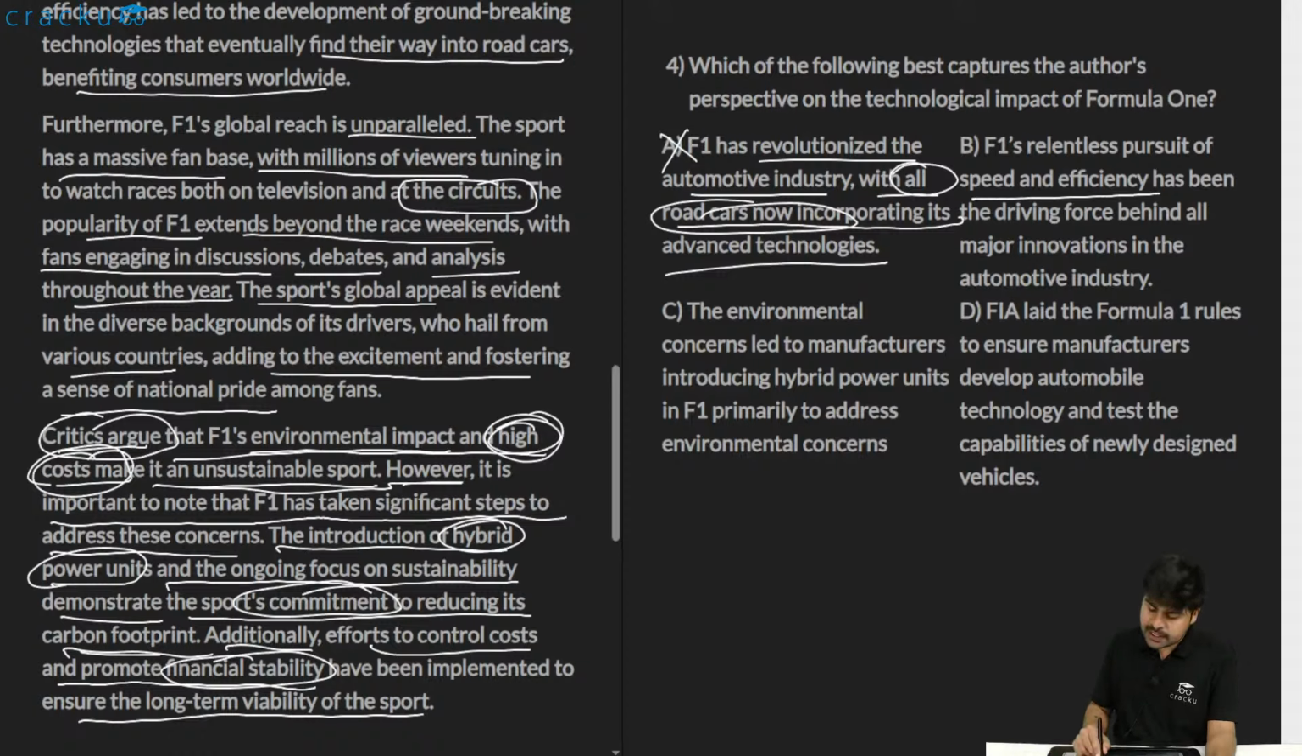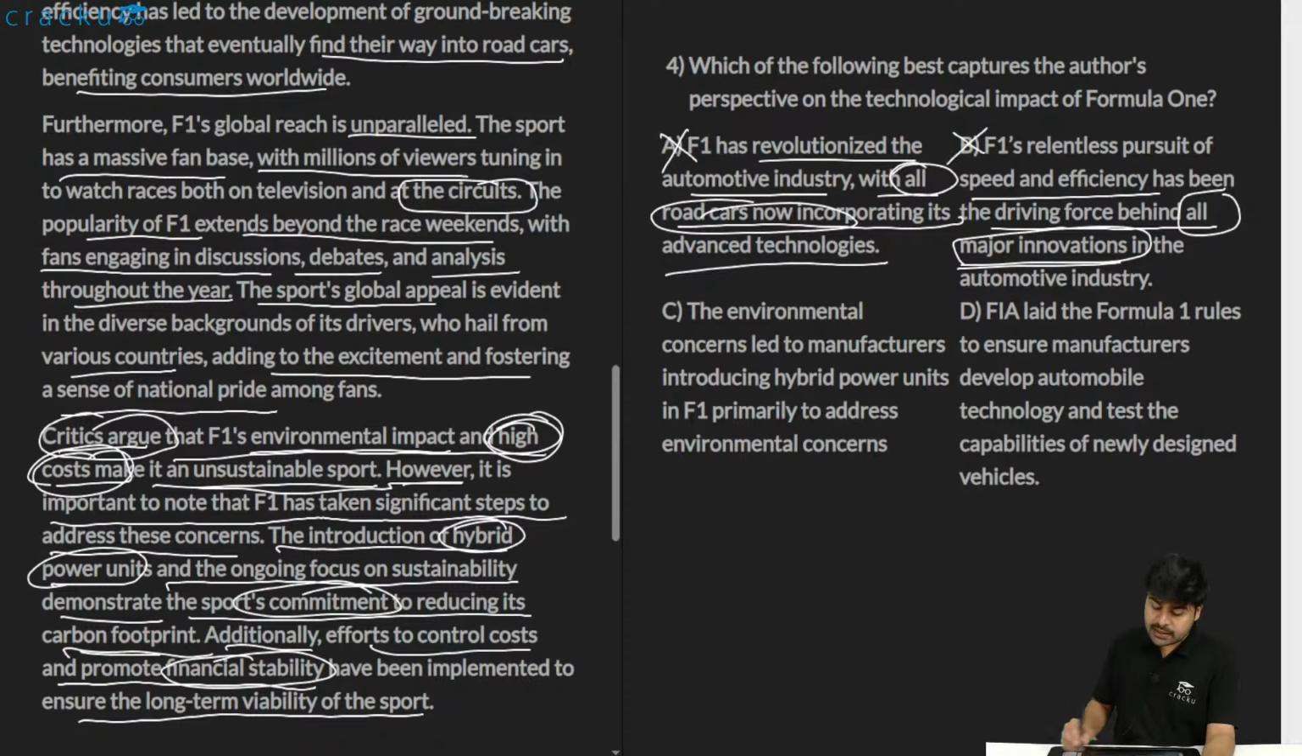Speed and efficiency has been the driving force behind all major innovations. So again, another extreme option. F1 motivates these companies to try cutting edge technology, to develop new products, right? But we can't really say that all major innovations in this industry happen only because of F1. No, that is not something that can be said.